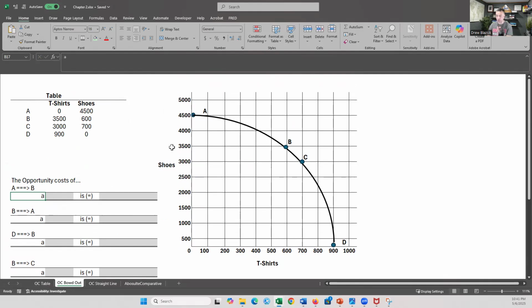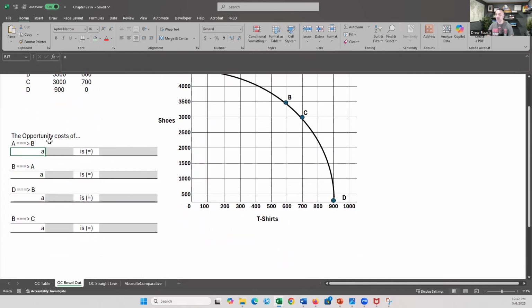Now, this is important. Since this curve is bowed out, that means we have increasing opportunity costs. As we're going down the curve, I'm producing more t-shirts, less shoes. That means the opportunity cost becomes more and more expensive when it's bowed out. If it's a straight line, you do not have increasing opportunity costs, only when it's bowed out. So I just want to make sure we understand that.